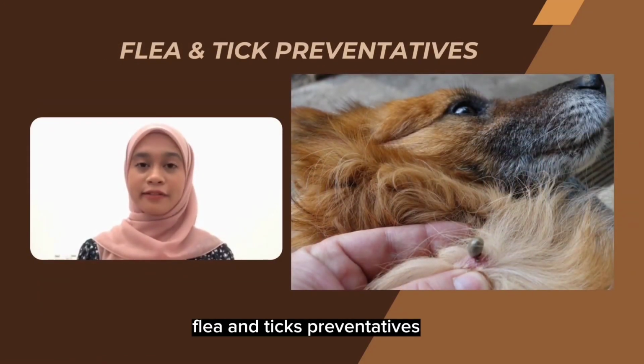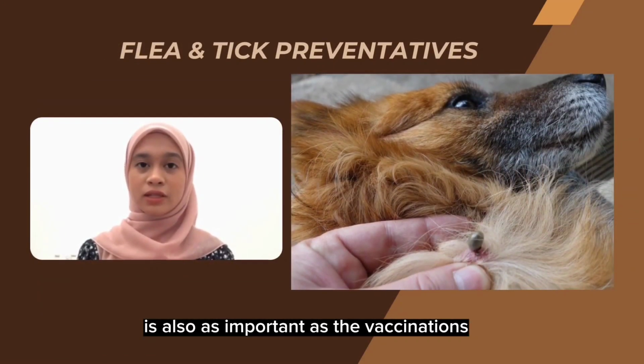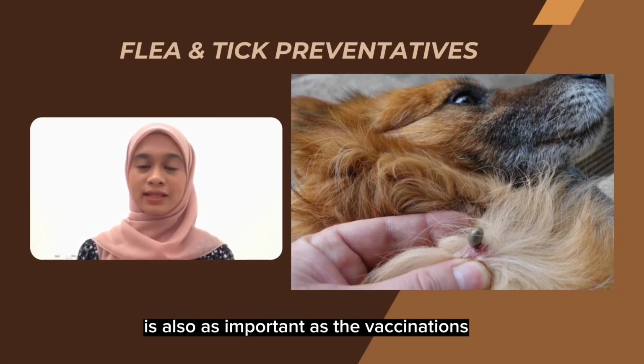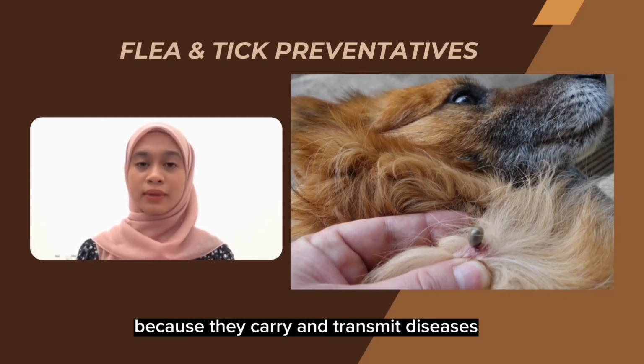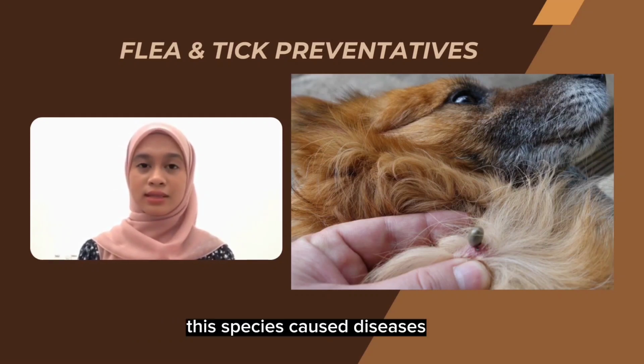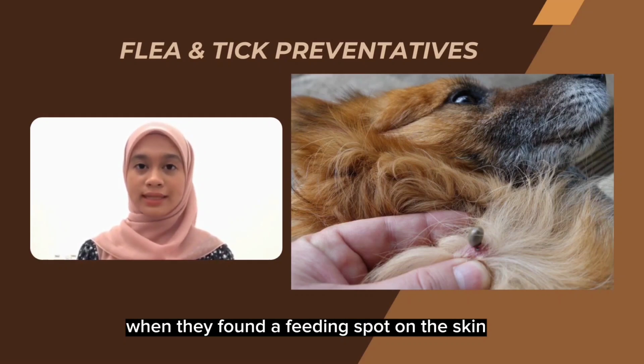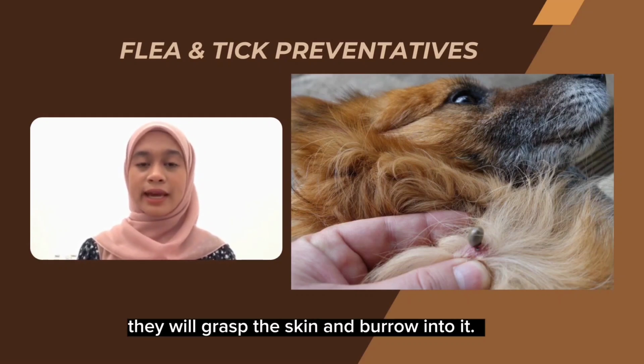Other than that, flea and tick preventatives are also as important as vaccinations and the deworming routine because they carry and transmit diseases. These species cause diseases through the process of feeding. When they find a feeding spot on the skin, they will grasp the skin and burrow into it.